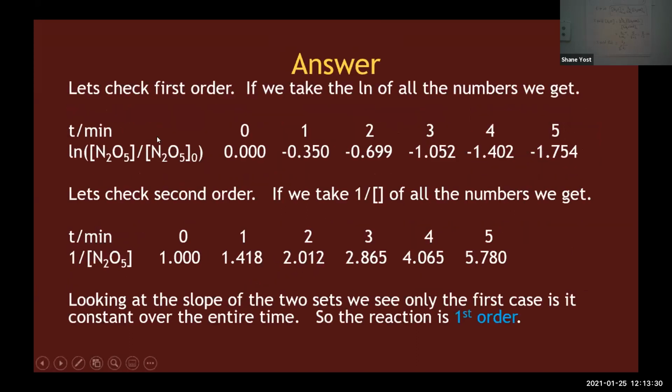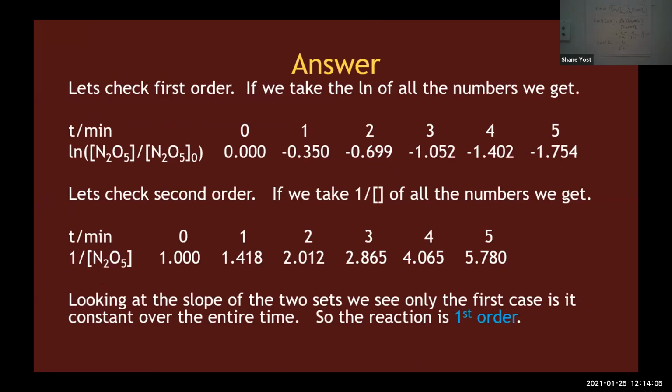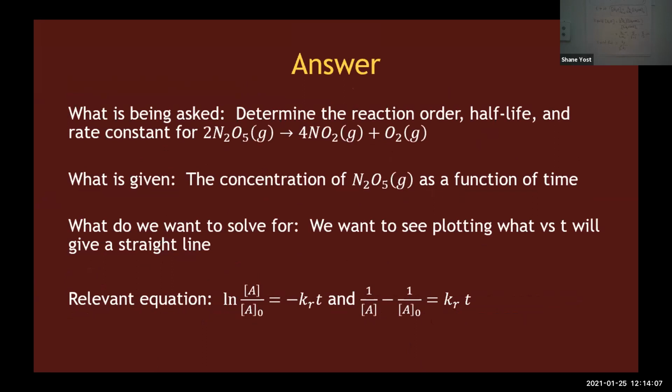Here I'm taking the natural log of things to determine if it's a first order reaction, and 1 over the concentration determines the second order. Then I look at the slope of these, and you'll find that it's first order, based off of this having a constant slope and this having a variable slope. So that's first order, so you use the slope to get the rate constant. And then the half-life for first order is ln 2 divided by the rate constant. Again, I kind of brushed through that because of time.